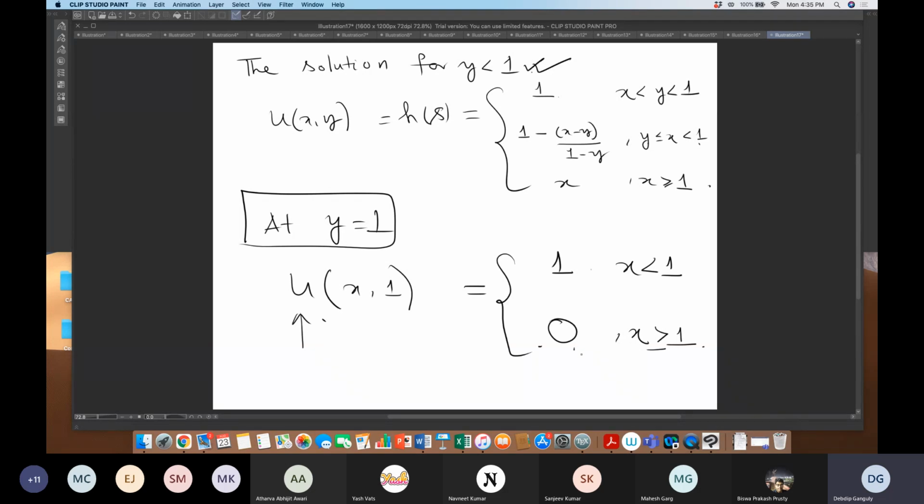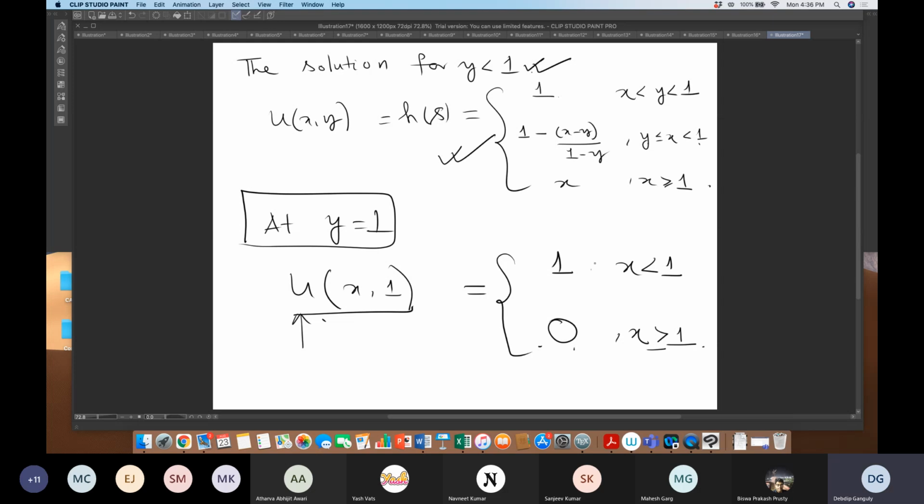Okay, you understand? But for y less than 1 you have a solution. But at y equal to 1, this has a problem. This solution has a discontinuity. You understand? The solution is not even continuous. Okay, you understand? So there is some problem.